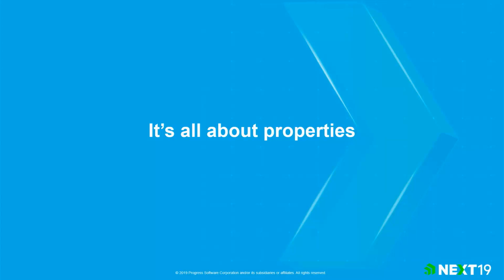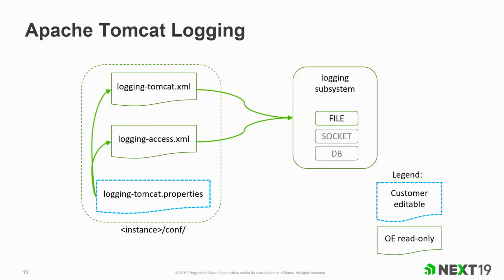Okay, so it's all about properties. If you walk away from this session getting one thing, it's all about properties. So let's first look at that Tomcat level. Tomcat has pretty much two main XML files that configure logging, logging-tomcat.xml and logging-access.xml. Most of the configurable parameters have been extracted into one properties file for both of those, logging-tomcat.properties. It's in the instance conf directory.